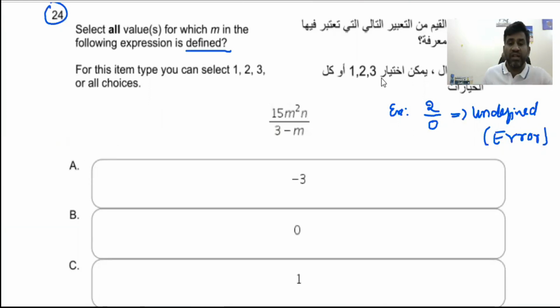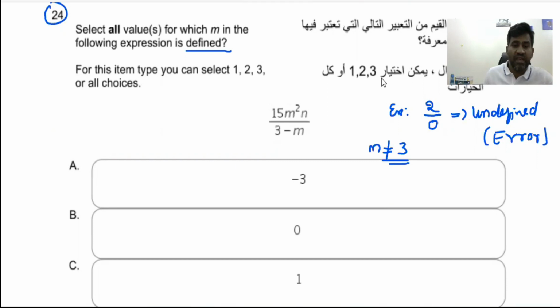Now here, what are the values? M can have all the values except 3. Why am I saying m cannot equal 3? M should not take the value 3 here, because if we put the value of m as 3, then 3 minus 3 becomes 0. It means the denominator is 0, and if the denominator is 0, it is undefined. So the question is to choose the values of m for which it is defined. It means m can take any real value except m equals 3.